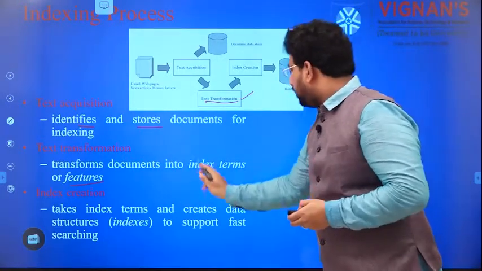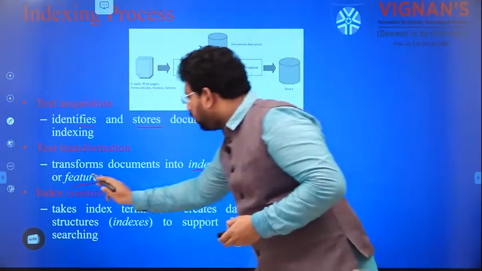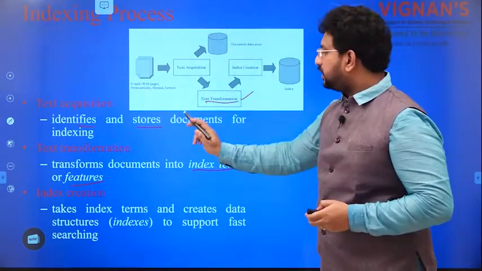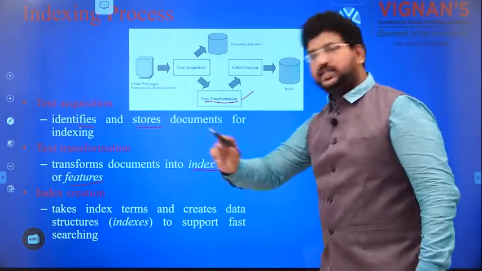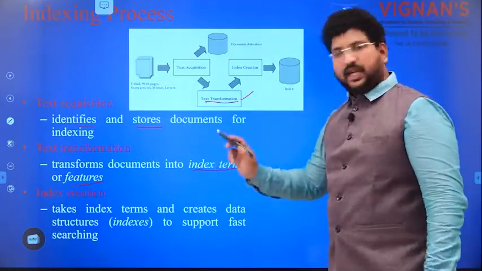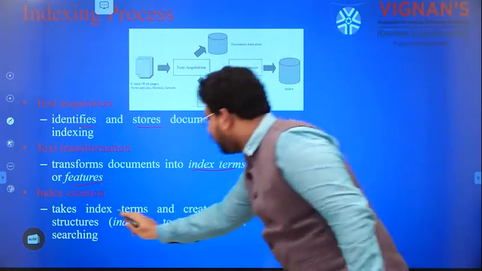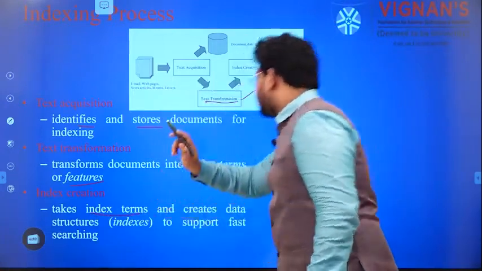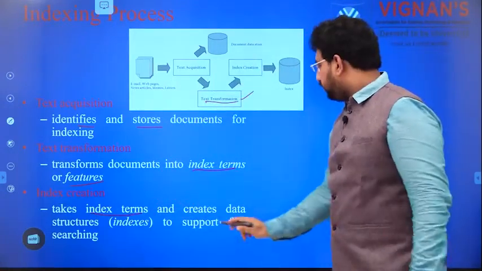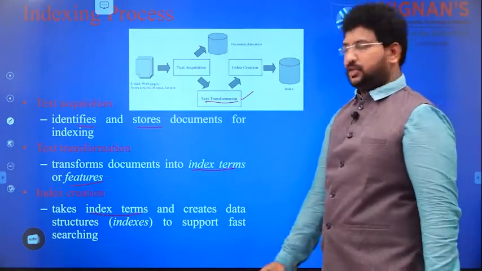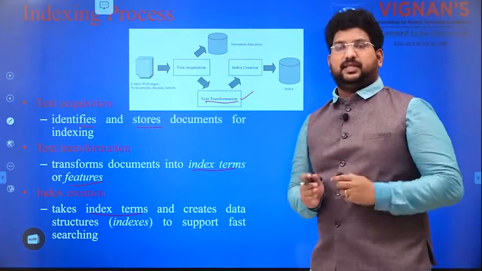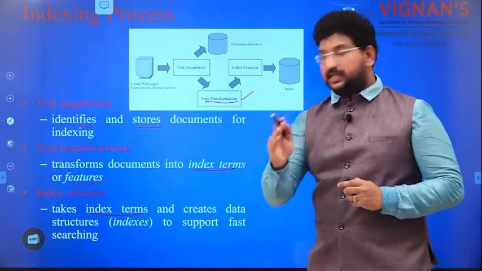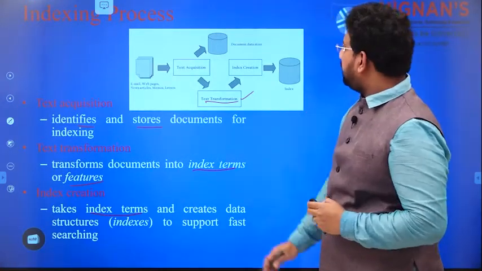So here index terms and features are the outcome of the text transformation, and the third component is the index creation. It takes the index terms and creates the data structures. We can simply call them indexes, to support fast searching. So they are the three main components.